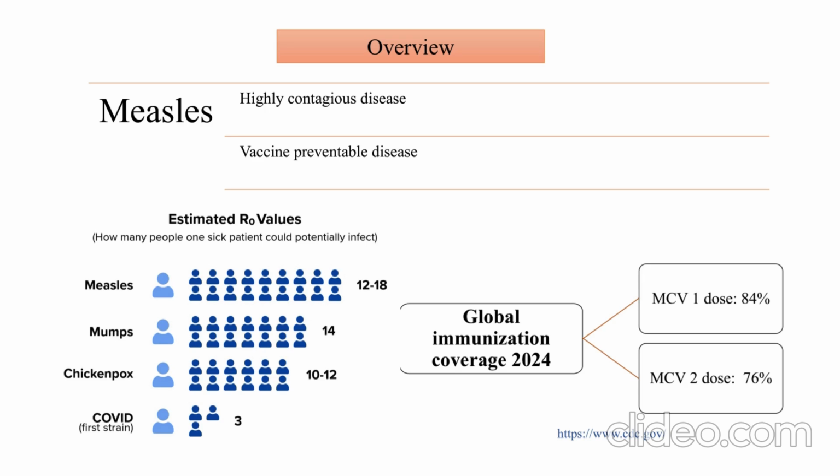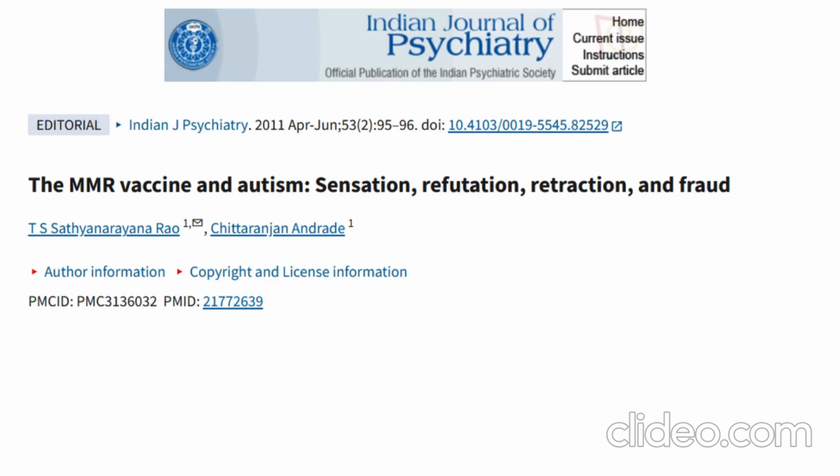Okay, we have to address this. The infamous connection, or claimed connection, between the MMR vaccine and autism. Right. It's absolutely critical to address this directly. This concern really took off after a frankly fraudulent report published in 1998, which has long since been retracted. Retracted completely. Completely.